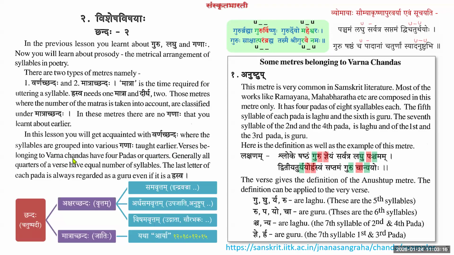Verses belonging to Varna Chandas have 4 padas or quarters. Akshara Chandas are also Chatushpadi. Generally, all quarters of a verse have equal number of syllables. See, generally. So that means they have an equal number generally. 8, 8, 8, 8 in Anushtub, like that. You will see later, there are other variants also.